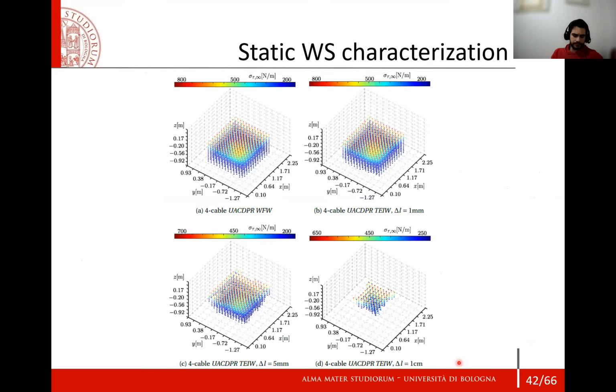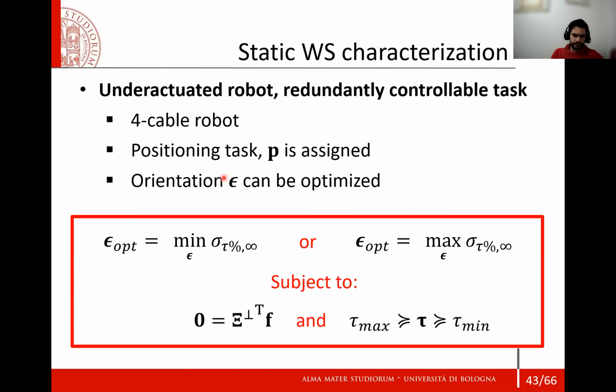The story is unfortunately completely different for a generic 4-cable robot, which is in fact affected a lot by cable length error. Its tension insensitive workspace may be reduced up to 20% of the theoretically feasible range if we account, for example, in this case, for a 1 centimeter error in each cable, or 0 error in this case.